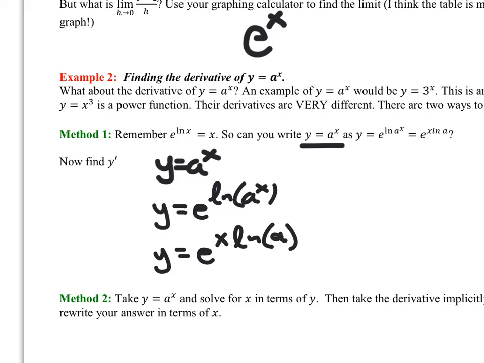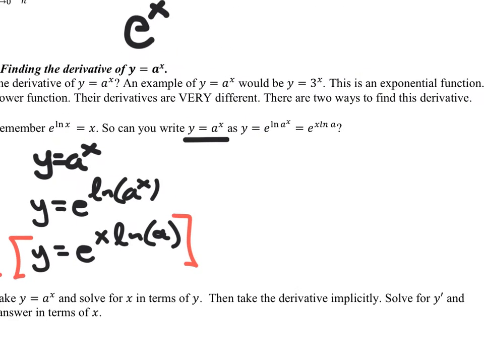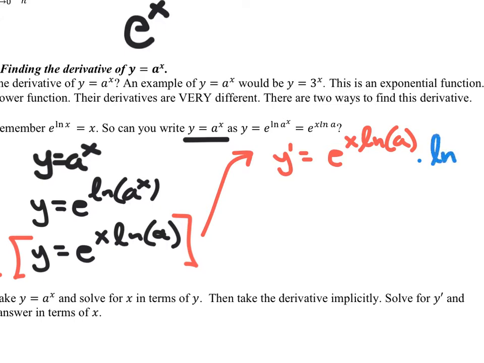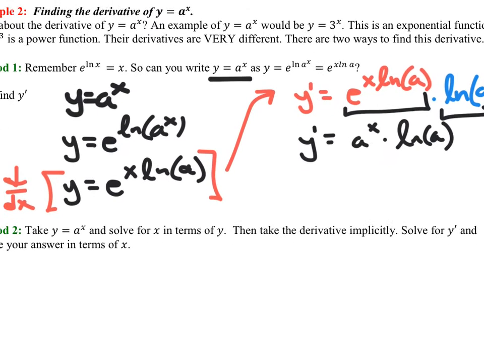Okay, now we can take the derivative there. So if we take the derivative with respect to x, the derivative of e to the anything is that same thing. And then using the chain rule, we can take the derivative of the inside, which is the exponent here. And x times the natural log of a, the derivative of that will just be the natural log of a. So then y prime will equal, again, this was a to the x, and this is the natural log of a.